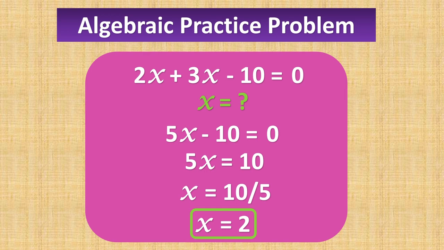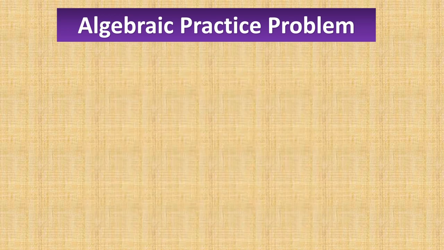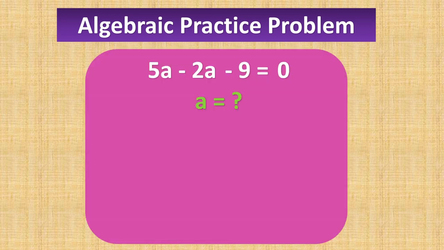Let's look at another example. 5a minus 2a minus 9 equals 0. So in this equation, the variable is a, and we have to find the value of that variable. So the first two terms have a variable a, 5a and 2a. So these two terms can be subtracted. So you subtract 2a from 5a, you get the answer 3a.